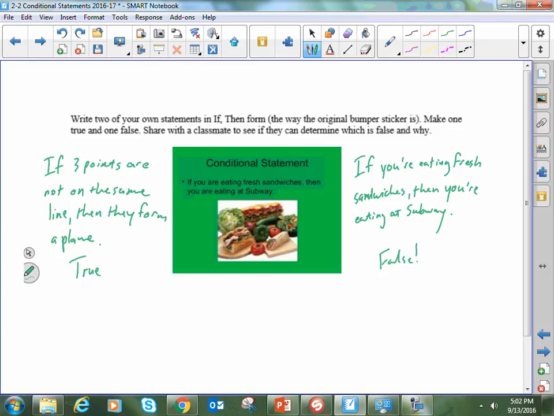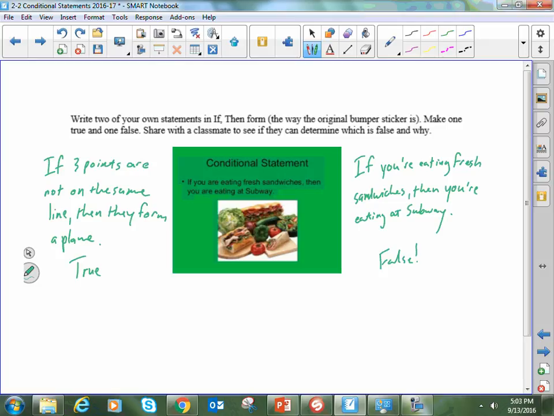I want you guys to come up with your own. So pause the video, figure out what you want to write as your true and false statements, and compare them either with the individuals that are sitting with you in the classroom where you're located, or in the comment section, and see if you can determine why they're true or why they're not true.